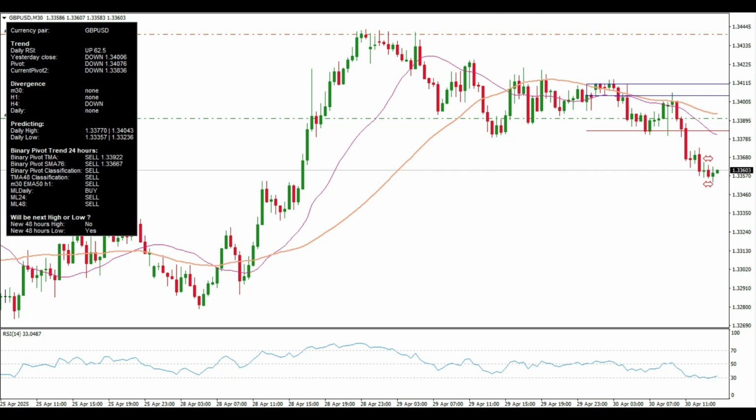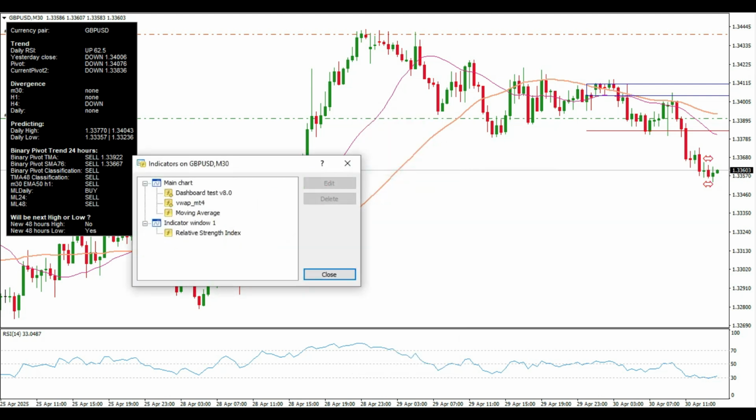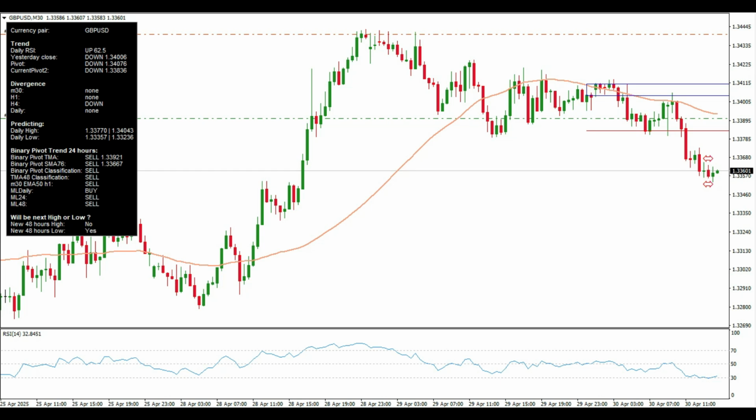So the blue rectangle is the pivot point area. This orange simple moving average is the 50 moving average, and this is the VWAP. Today maybe we will not talk a lot about that, but sometimes you can use it as a tool, especially if you trade stocks, because the VWAP is a little better than the simple moving average 50 in the stock market.